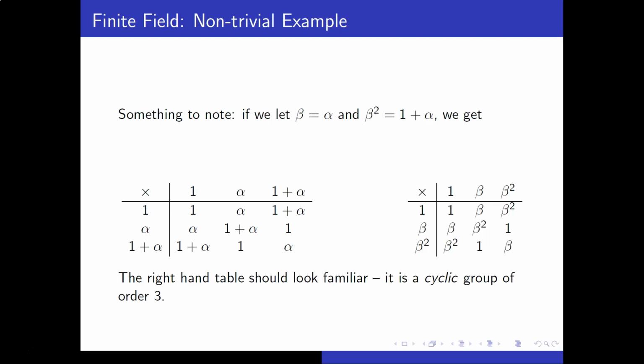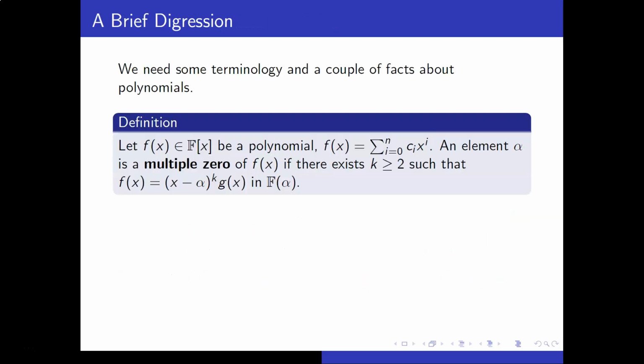So what happened: we've taken this field, it's got 4 elements, and when we looked at the multiplicative group, we got a cyclic group. It turns out that that's not a coincidence. Before we get into a full discussion of finite fields, we need to take a brief digression back to polynomials over a field for a moment.